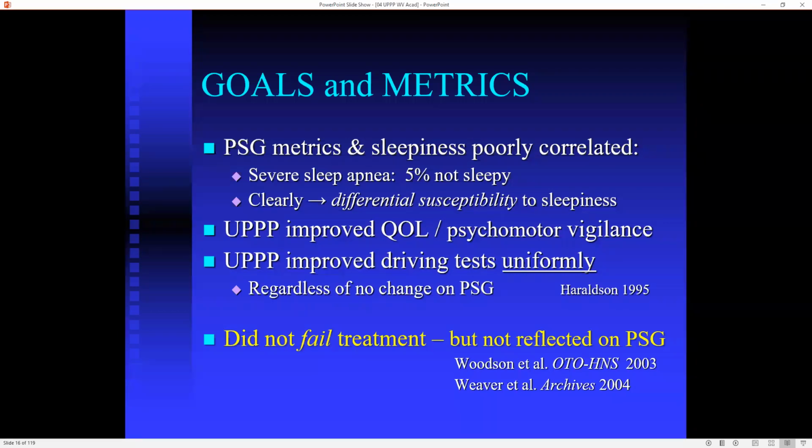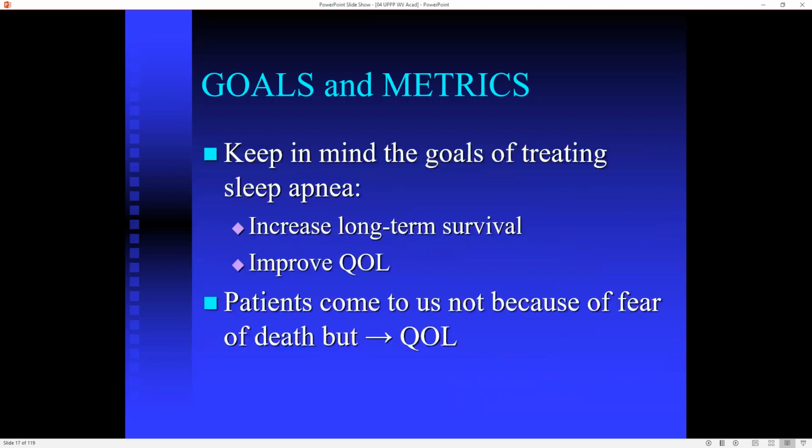And with UPPP, we have improved quality of life and psychomotor vigilance, as reported in papers looking at those tests. And driving tests improved uniformly, even if there was no change on the PSG. So these folks didn't fail treatment, but it wasn't reflected on the PSG.